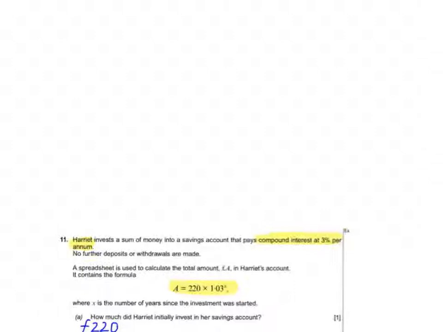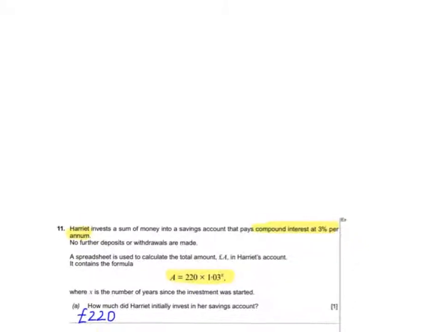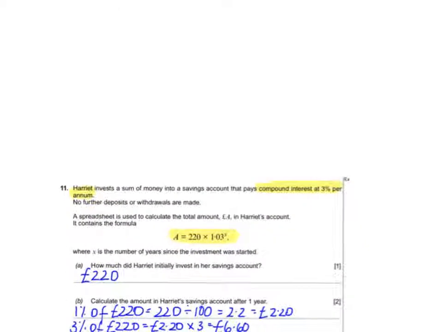Here then. The way that they've written this out is probably the way that most of your maths teachers will try and get you to write it, as a way to do things really, really quickly. It says how much did Harriet initially invest in her savings account. Then it will always be the number here, along like that. But it doesn't normally come up like this. It normally comes up that you're trying to find out how much money she has in like 5 years, and you try and arrange this formula yourself. So the answer for that bit there is £220.